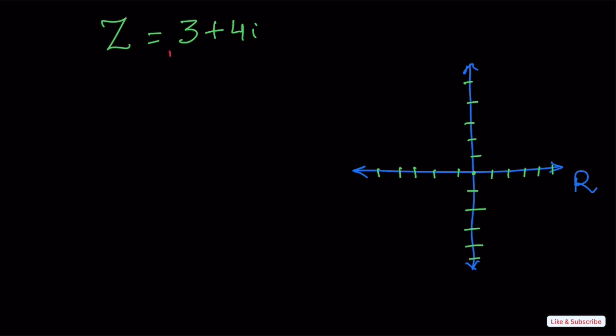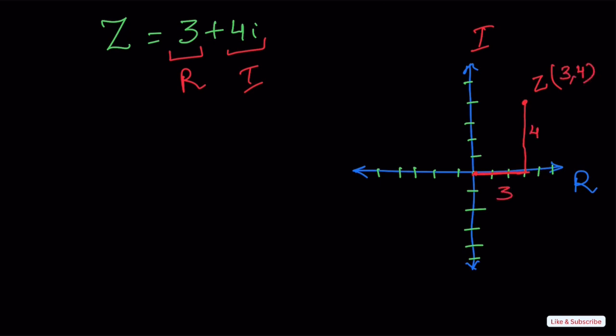Now my real part is 3, so I'll go on the real axis from the origin and I'll go 3 points to the right. So it's 1, 2, 3. Now my imaginary part is 4. So I'll go plus 4, which means I'll go to the positive side of the imaginary axis. So that's going to be 1, 2, 3, and 4. So this represents your complex number z, which has the real part as 3, imaginary part as 4. So that is (3, 4). So this point represents that complex number.